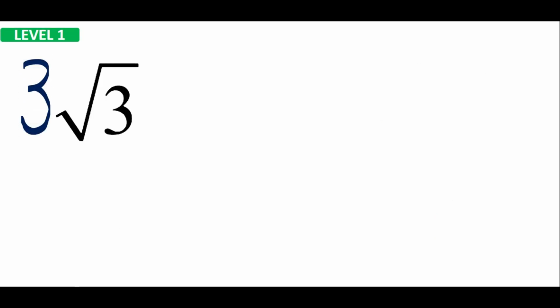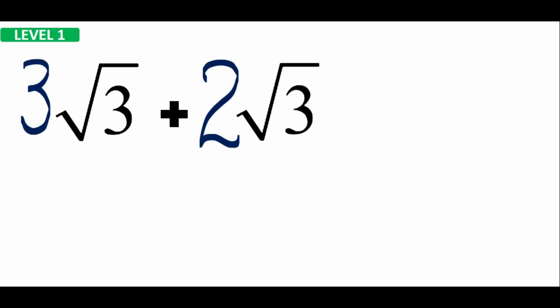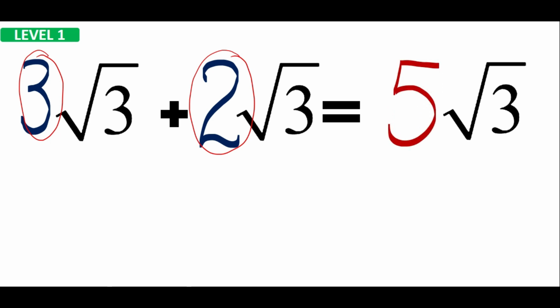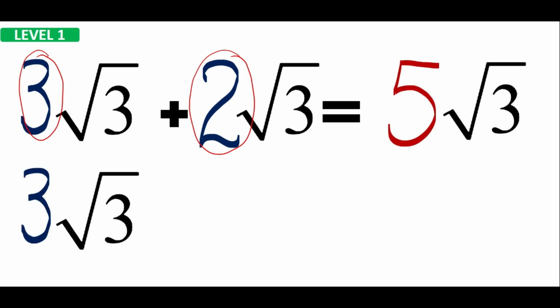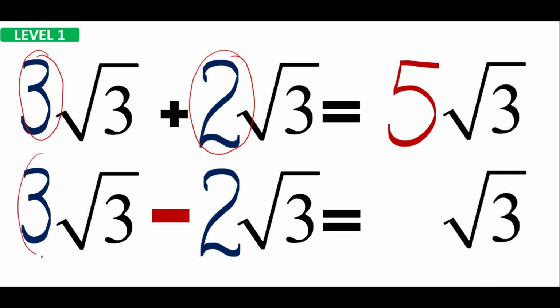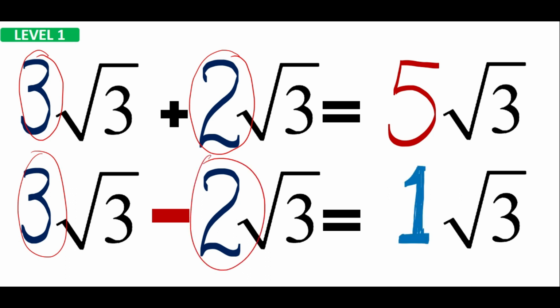Looking into addition of 3 root 3 plus 2 root 3, here again you keep the root 3 as it is and you add the numbers 3 and 2 together, giving you a 5. If it was subtraction between these terms, again you keep the root 3 and you subtract. It's 3 minus 2, giving you a 1.